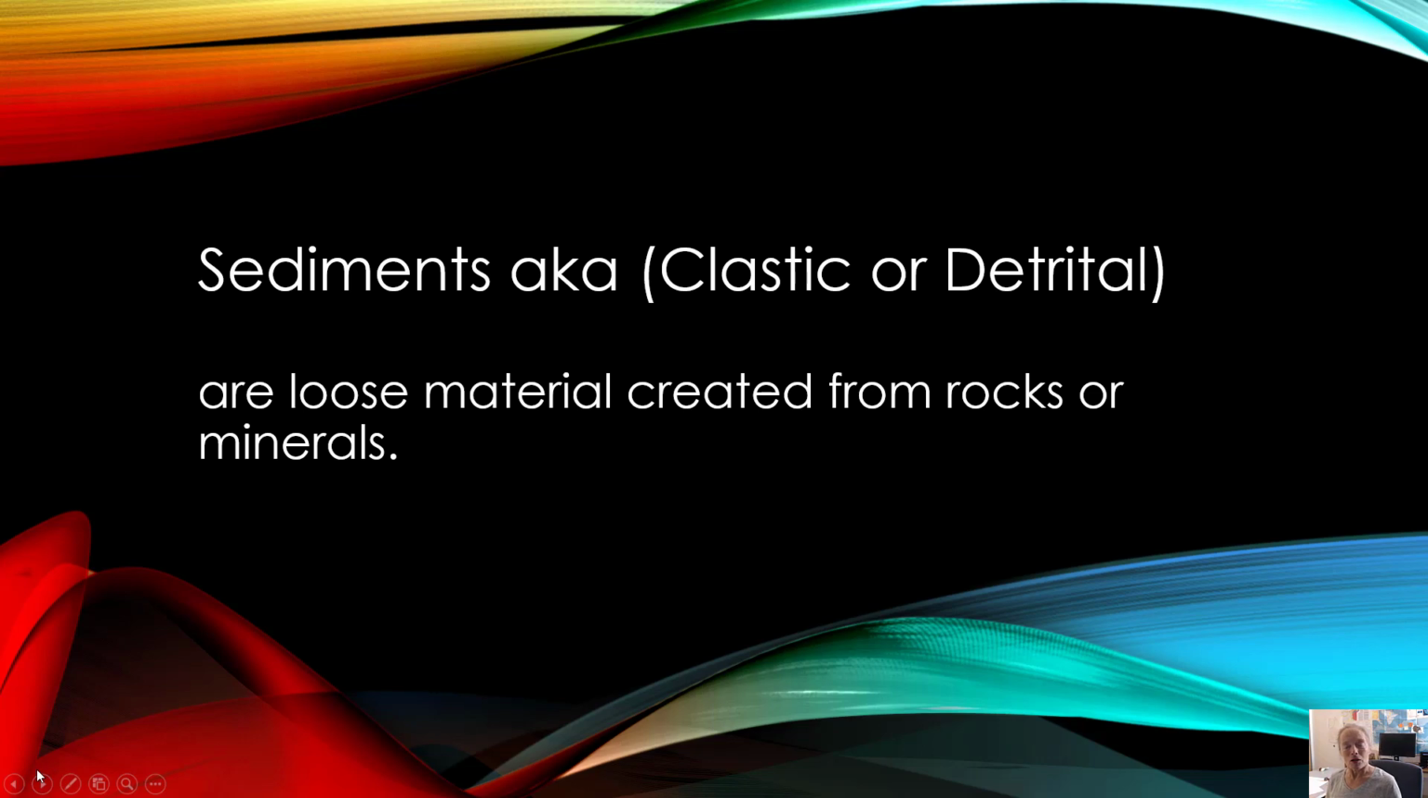So sediments that are categorized by size tend to be clastic or detrital. That just basically means that they are a loose collection of inorganic matter. Inorganic means it never used to be alive. So it's basically broken down pieces of rocks or minerals.